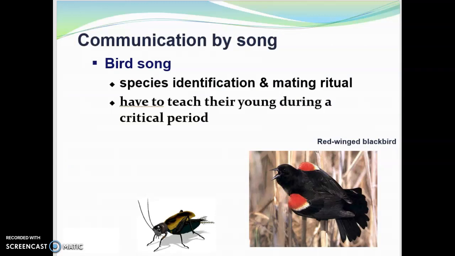Organisms also communicate by song. So for example, bird songs. This is basically a mating ritual for the birds, or it might be an identifier, like, hi, it's me, I'm over here. And it might be a particular song that identifies that bird. What's really interesting about bird songs is that birds actually have to learn that song during a very critical period during their development. And if they don't learn that song, whether it be for mating or identification, during a specific time, they will never learn it.